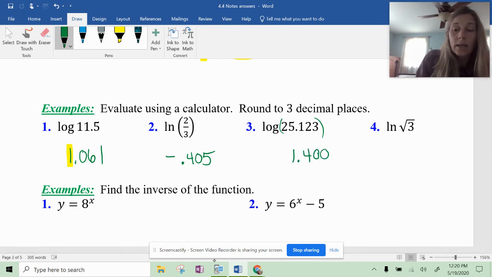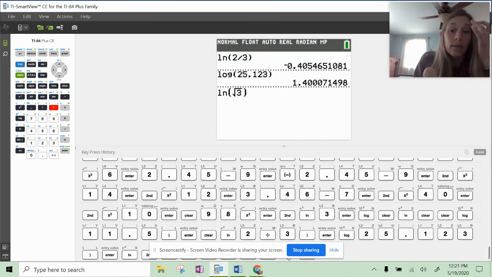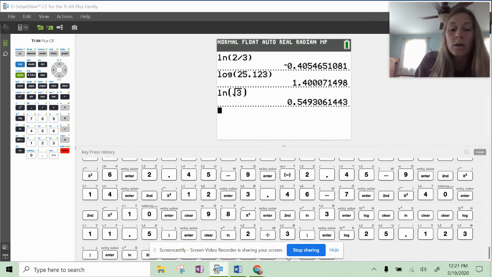And finally, ln of the square root of 3. So I'm going to type in my ln, then my square root of 3. Now, I just have to arrow out and close that parenthesis. If you have one of the older calculators, the radical has its own parenthesis. You'll have to close that first, then close the other one. So be careful with that. And you have 0.549.